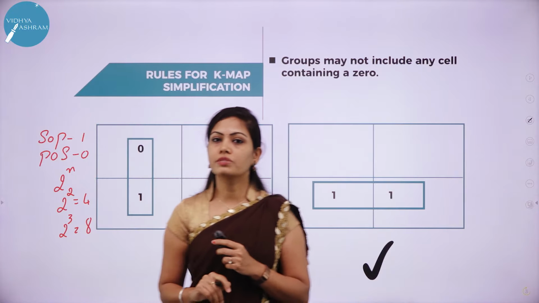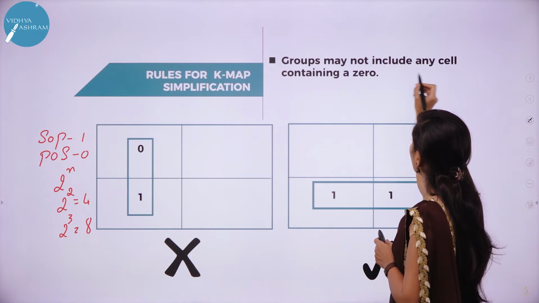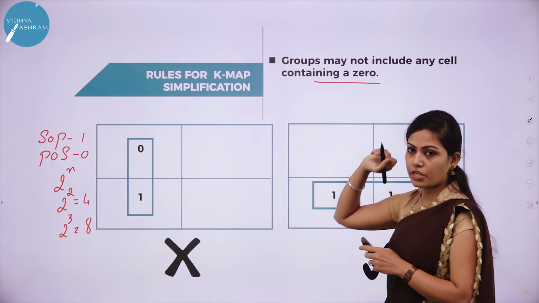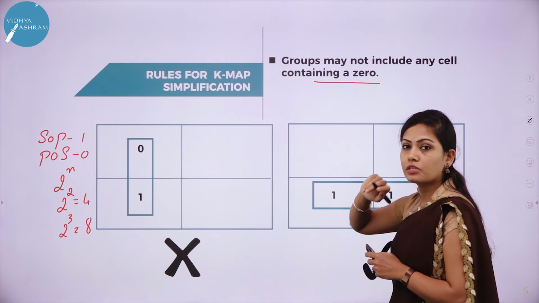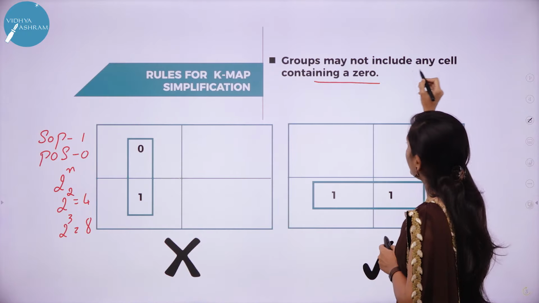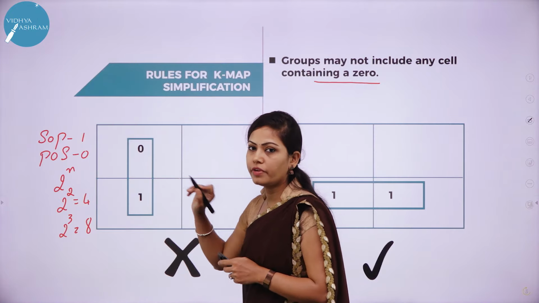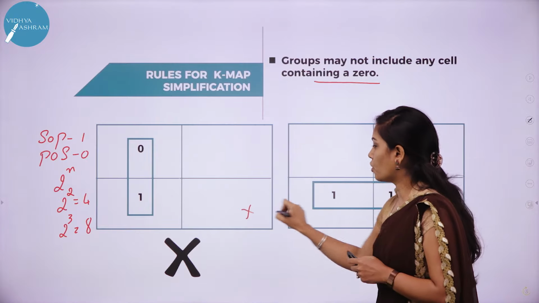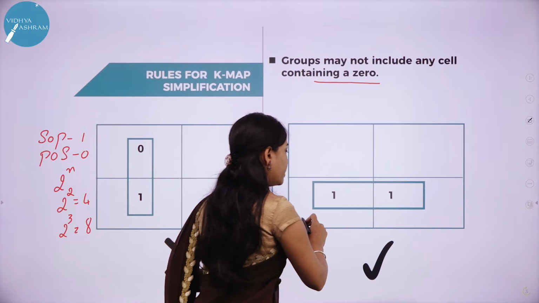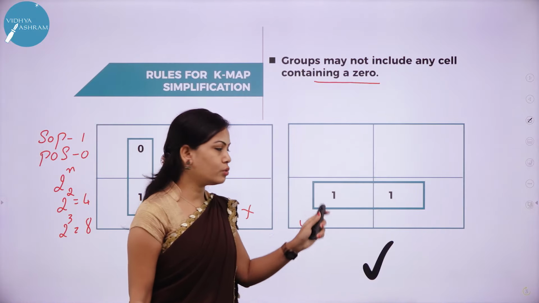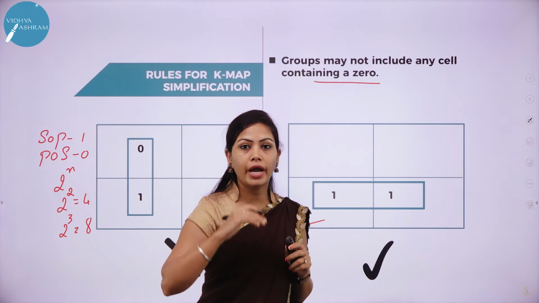So what are the rules we have to follow? First rule: groups may not include any cell containing a 0. You can observe this. Here we have 0 and 1. So here 0 and 1 we can't pair. This is wrong. You can observe this, we have 1 and 1. So this is a perfect pair. We can pair 1 and 1, but we can't pair 0 and 1.